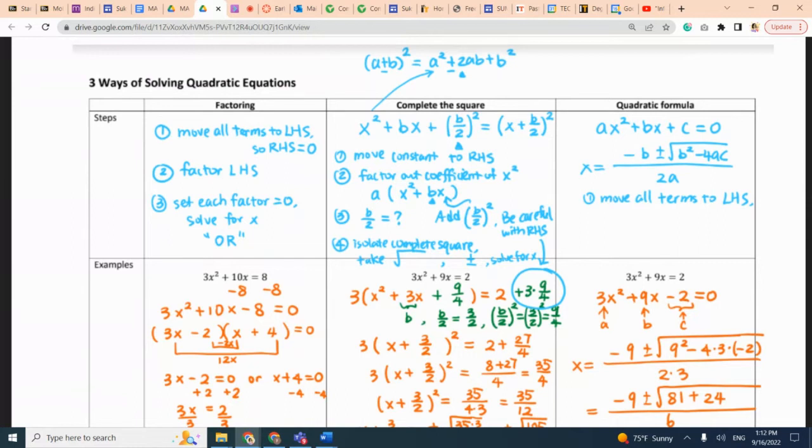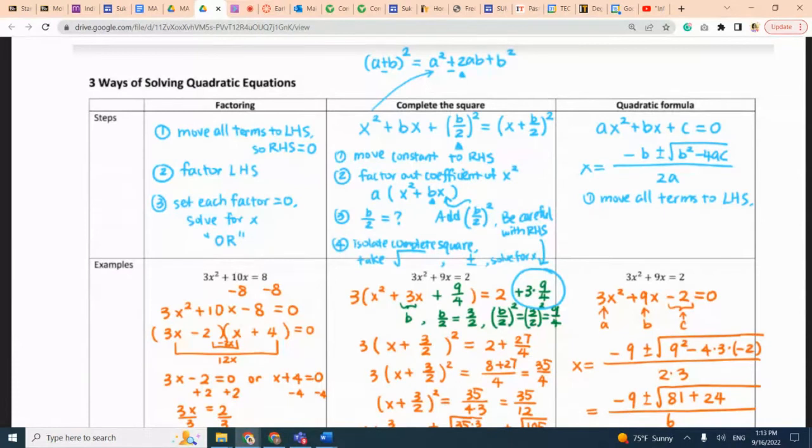So that's why here, the b is like 3. And then you ask, okay, this divided by 2. So b over 2 is 3 halves. Then we want to add the 3 halves squared here. 3 halves squared is 9 over 4. So we want to add the 9 over 4 here.